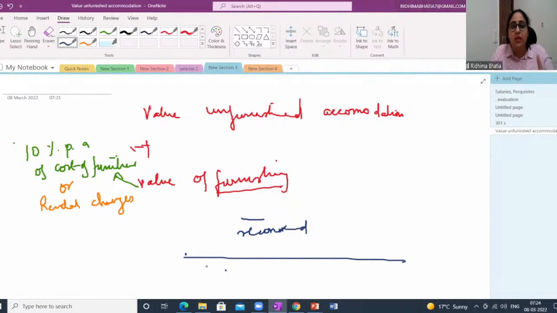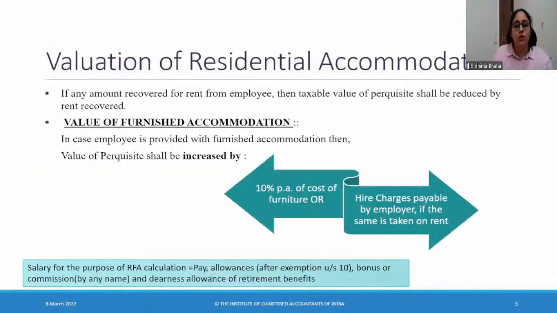How did we calculate the perquisite value? Unfurnished. We calculated the unfurnished part. Then we added the furnishing if provided. And if anything is recovered, it is reduced, and net value is provided. In the furnishing case, remember, if it is owned by employer, 10% of the cost. If it is not owned, obviously the rental charges. Clear? Now, one thing, everything is done, but what about the salary? What is the salary for the purpose of calculating RFA?